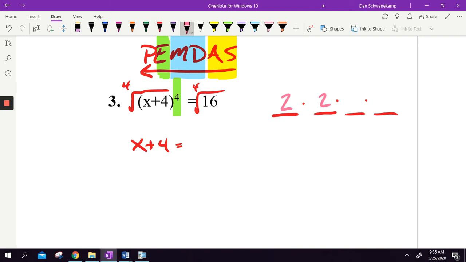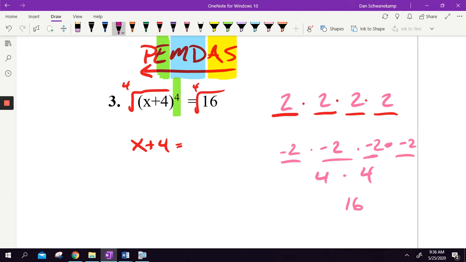Well, the answer is 2, but it's also -2. Because if I went -2 times -2 times -2 times -2, these two would get me a +4, these two would get me a +4, and that would get me 16. And so just like when we took square roots, even roots, so 2nd root, 4th root, 6th root, 8th root, etc., need to have a plus or minus sign. So my numbers here are going to be 2 and -2, and you'll see why I separated here.